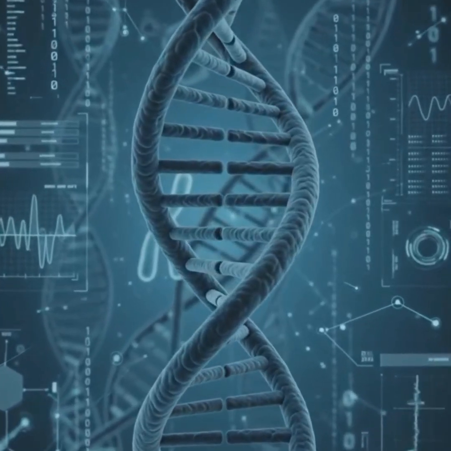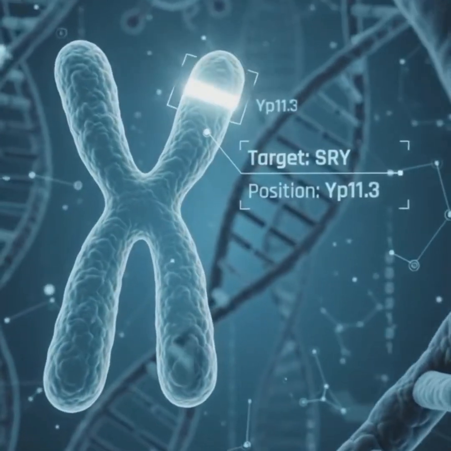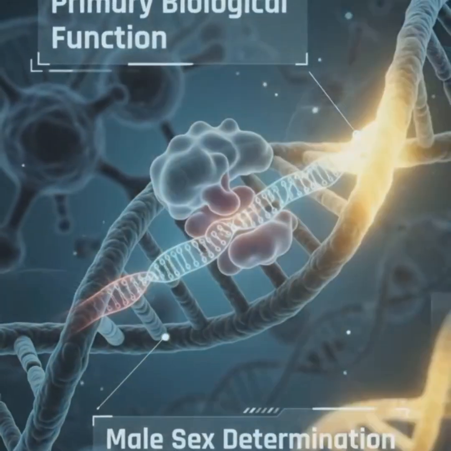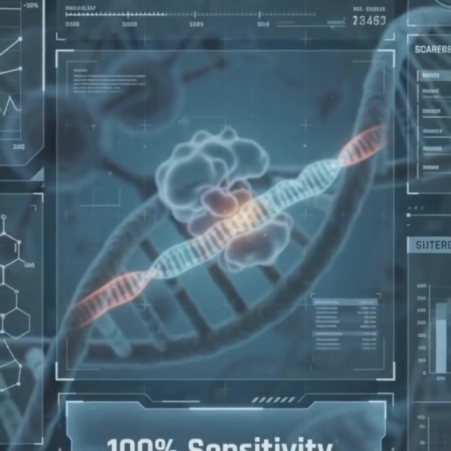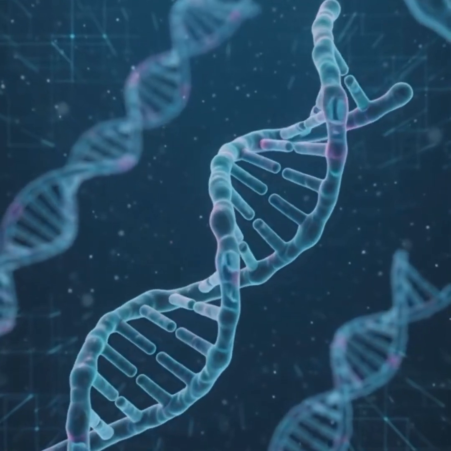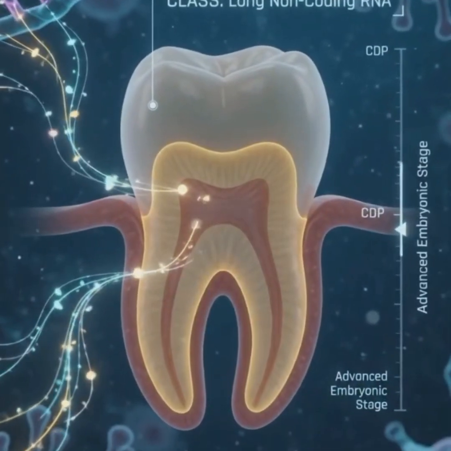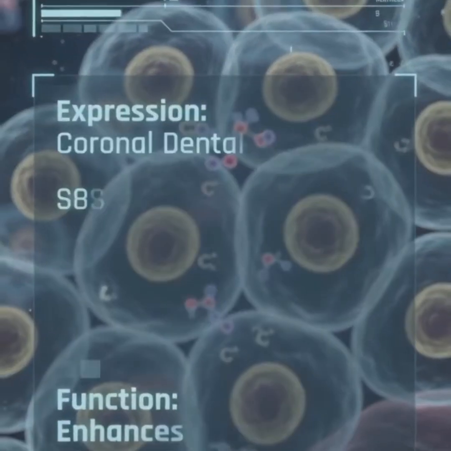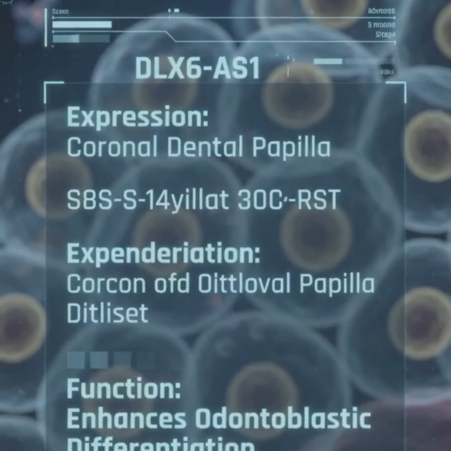The SRY gene on the Y chromosome drives male sex determination. Located at position Yp11.3, it is a male-specific marker with 100% sensitivity. It is a long non-coding RNA. It is active in the coronal dental papilla. This biomarker is vital in embryonic stages. It drives differentiation in dental pulp stem cells.